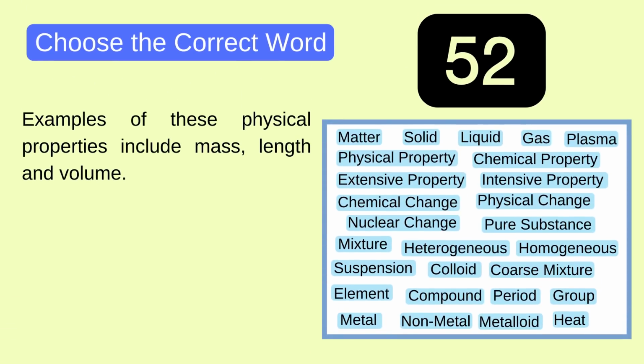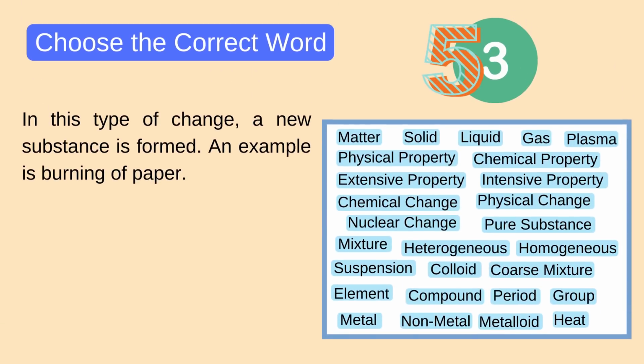Examples of these physical properties include mass, length, and volume. In this type of change, a new substance is formed. An example is burning of paper.